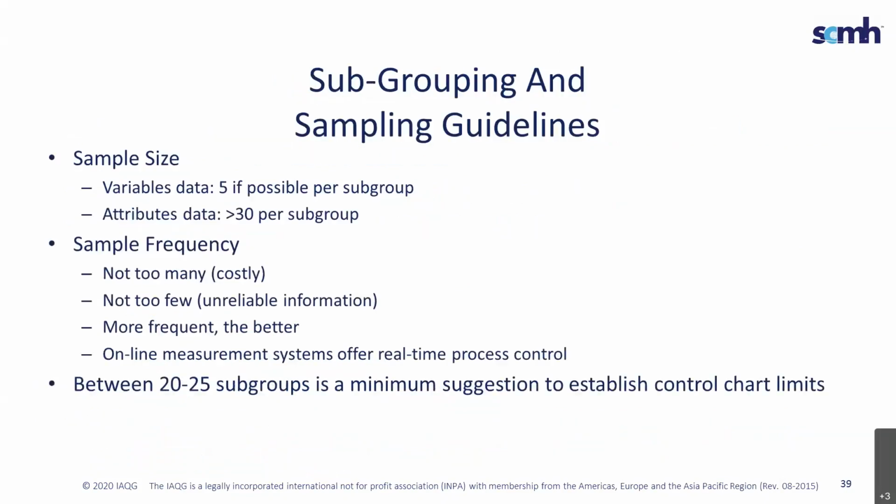Now, I mentioned this before, but if you have variable data, it's typically 3 to 5 samples, 5 if possible. If you have a high volume process, that should be possible. And for attributes, typically you look for a 30-piece sample size to be able to plot attribute data on a chart. Now, there's always going to be a balance there. Obviously, if you're taking way too many samples or a 100% sample size, then it may be too costly.